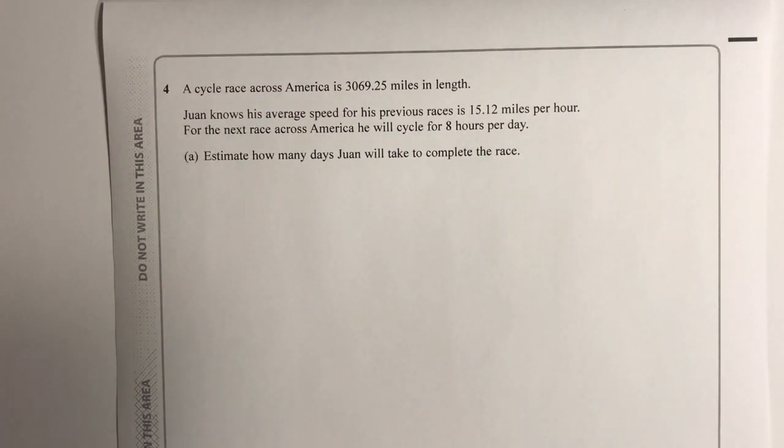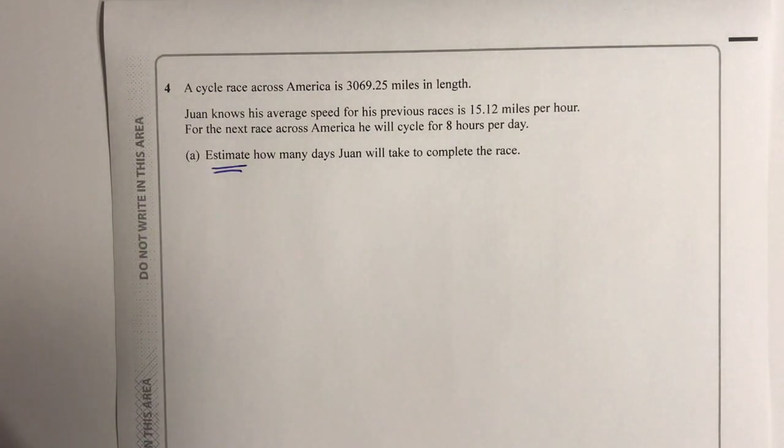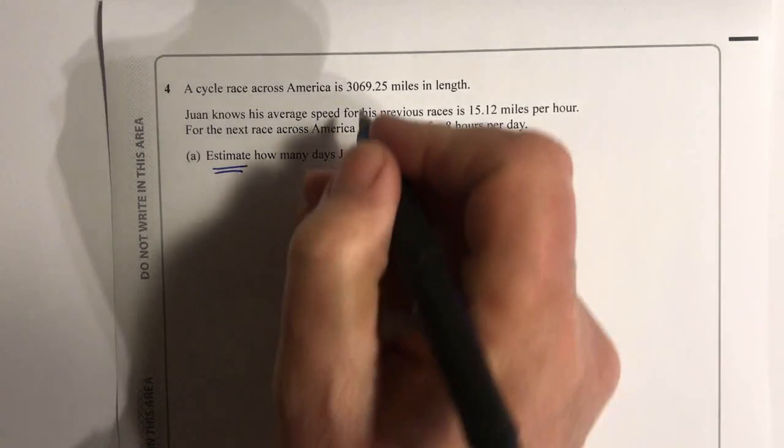This is one where it's very, very easy to miss the main word here. And the main word that you've got is estimate. What they're not asking you to do is a whole load of calculations that are really tedious and very difficult. What we mean by estimate is that normally we can write things to one significant figure. So a cycle race across America is 3,069.25 miles in length. To one significant figure, it's as close as we need to get when we're estimating.